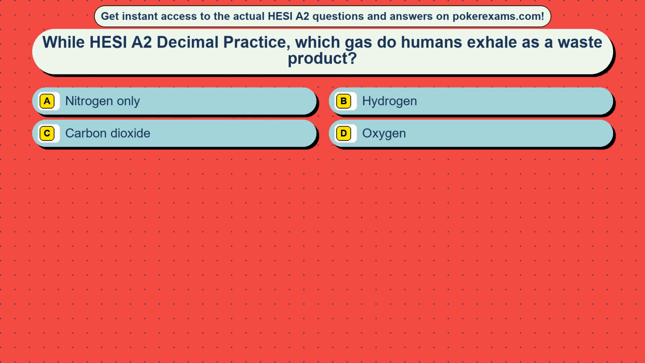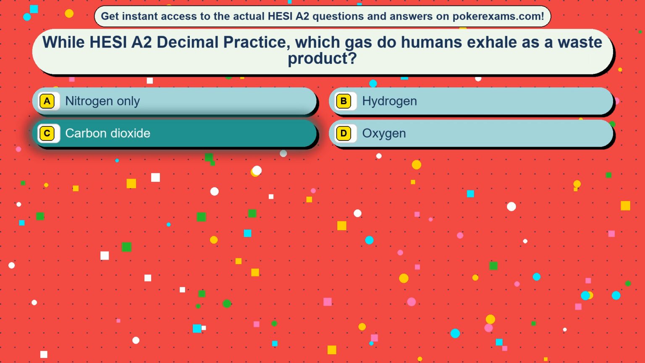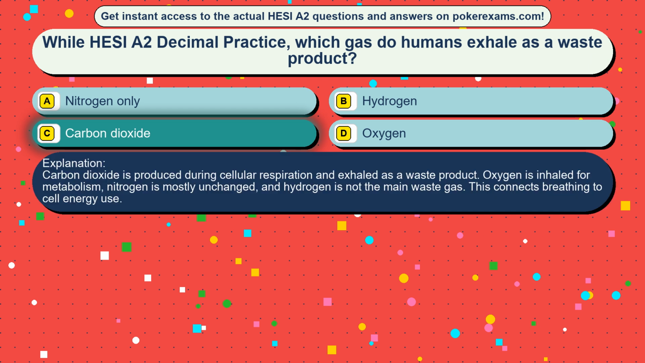Question 27. While HESI A2 decimal practice, which gas do humans exhale as a waste product? Option A, nitrogen only. Option B, hydrogen. Option C, carbon dioxide. Option D, oxygen. The correct answer is option C, carbon dioxide. Carbon dioxide is produced during cellular respiration and exhaled as a waste product. Oxygen is inhaled for metabolism, nitrogen is mostly unchanged, and hydrogen is not the main waste gas. This connects breathing to cell energy use.